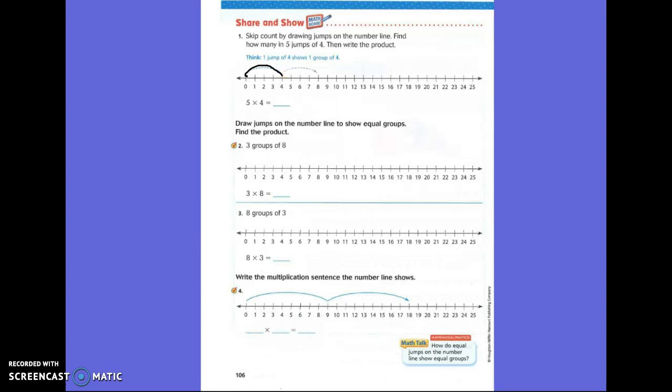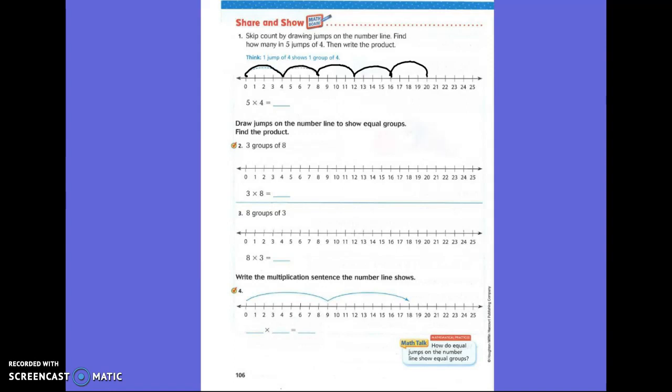So we're jumping 4 numbers every time. So what's 4 more than 4? 8. What's 4 more than 8? 12. What's 4 more than 12? 16. How many jumps do we have so far? 4. So we need 1 more, right? So 16 plus 4 is? 20. Okay. Now, we did the jumps.